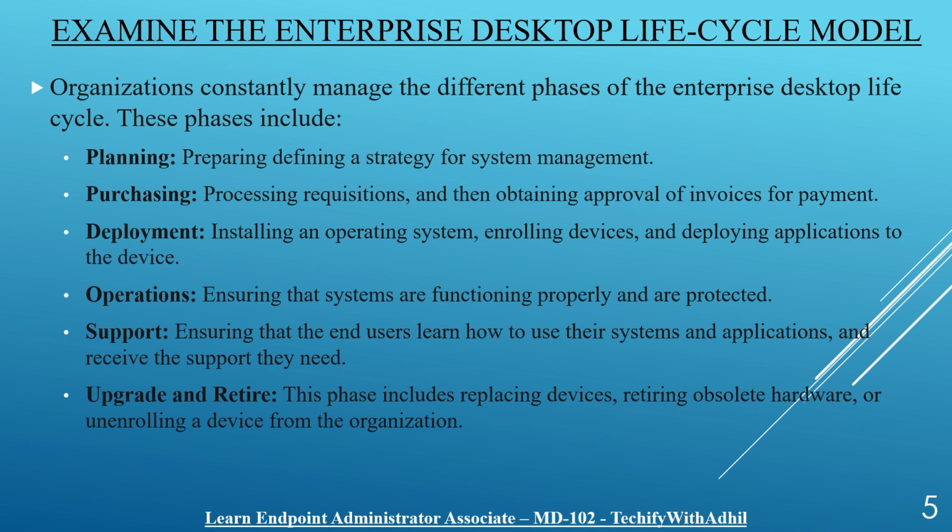Then upgrade and retire. This phase includes replacing devices, like if the device is old or doesn't support the newer versions of the applications you are currently using, then we will need to replace the device with an upgraded hardware device. Then the current device has to be retired, unenrolled, and disposed of properly. So these are the 6 phases of the enterprise desktop life cycle. We will see each phase in detail in the next video.